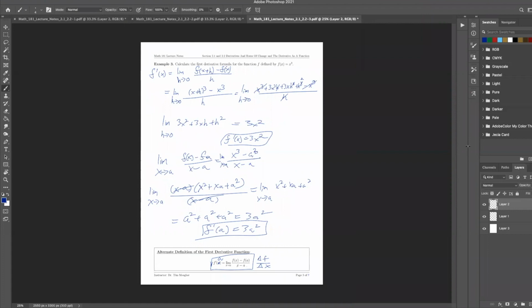Oh, how does this look for the top one? Here, if I plug in h equals 0, 3x times 0 is 0, and 0 squared is 0, so the only thing that survives is the 3x squared. Okay.